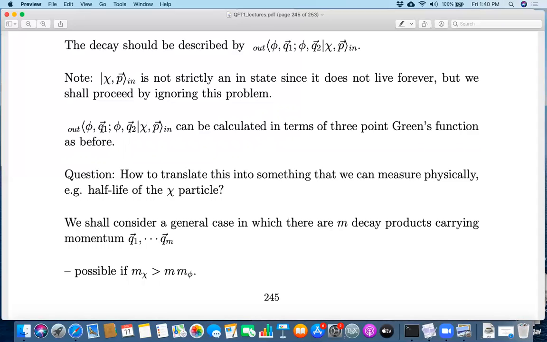And just to make things general, here I am considering the case of chi particle decaying into two phi particles. But you can also consider a general process, where say the chi particle decays into m phi particles. This m is a number, not a mass of anything. That chi particle decays into m phi particles with some momentum q1 to qm. And this again is of course possible only if m chi is larger than m times m phi, because again you can go to the rest frame of chi and you can see that the energy conservation tells us that the total mass of chi must be larger than the sum of the masses of the decay products. So our goal will be now to calculate this decay probability. But are there any questions about the setup?